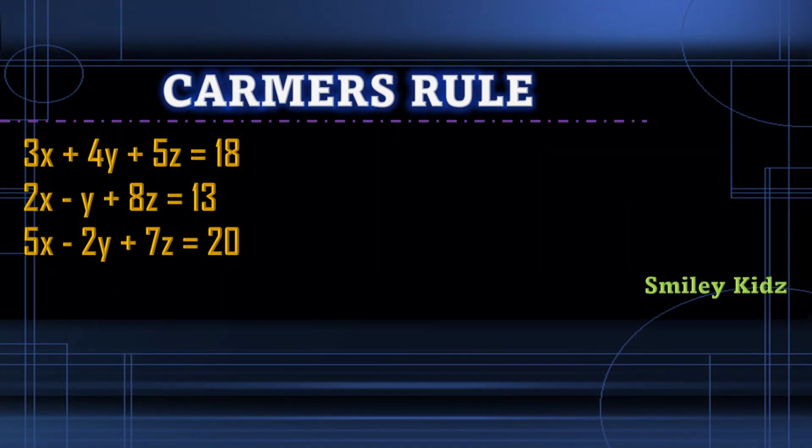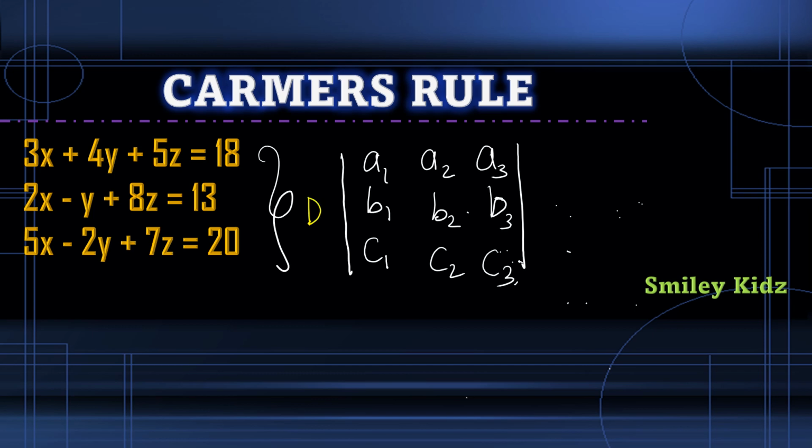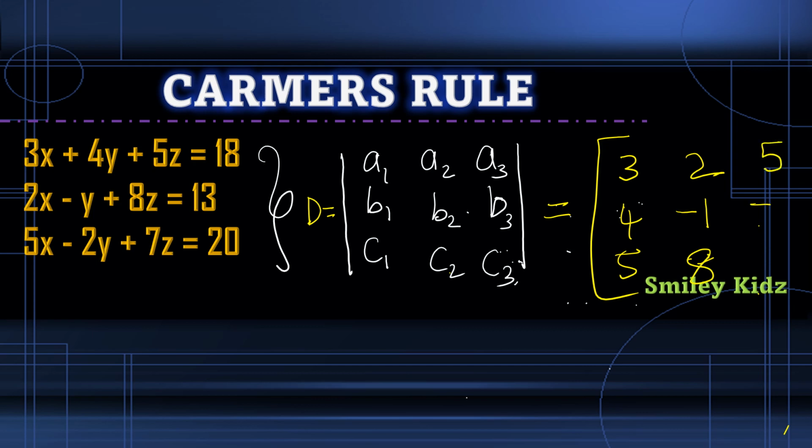Now, here I have a set of equations. Using Cramer's rule, I'll try to find x, y, and z for these three equations. Firstly, I'll find the determinant of a1, b1, c1, isn't it? So, a1, b1, c1, a2, b2, c2, a3, b3, c3. Firstly, let me find the determinant of this. Now, tell me what A1, B1, C1 are. 3, 4, 5. 2, minus 1, 8. 5, minus 2, 7. So, here we have the matrix.